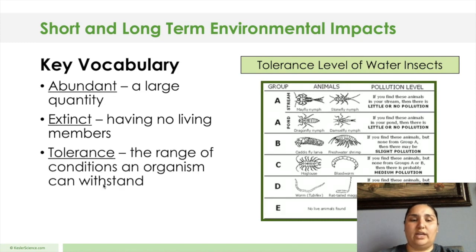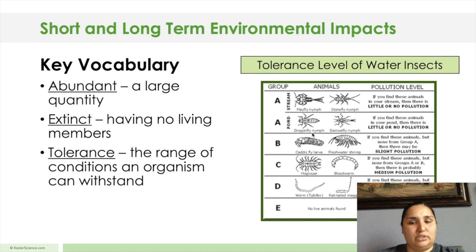Tolerance, the range of conditions an organism can withstand. So in that table on the side, it's talking about the tolerance level of water insects. And they're talking about how much pollution can they tolerate? Can they withstand? So we have a mayfly nymph, a stonefly nymph, which can tolerate very little or no pollution at all. Okay? Then a dragonfly also, very little or no pollution.